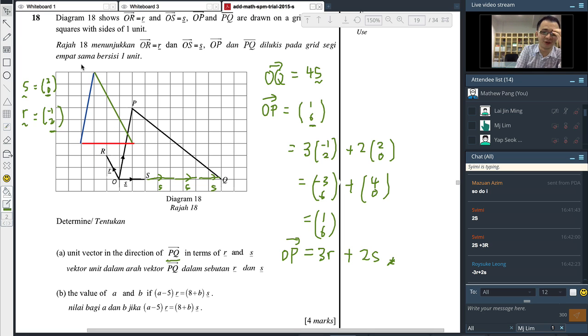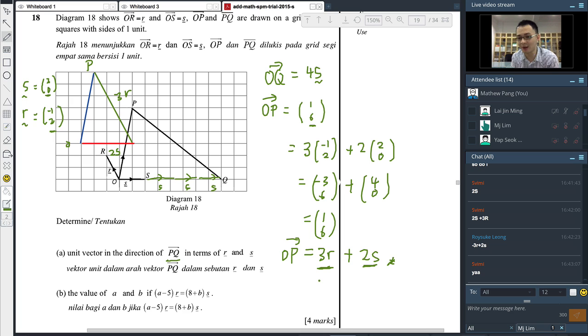So from here, in order to get the OP, this is OP, right? I will need to have 2S plus 3R. 2S plus 3R. No, it's plus 3R, it's not minus 3R. Yeah, this is how we do this.